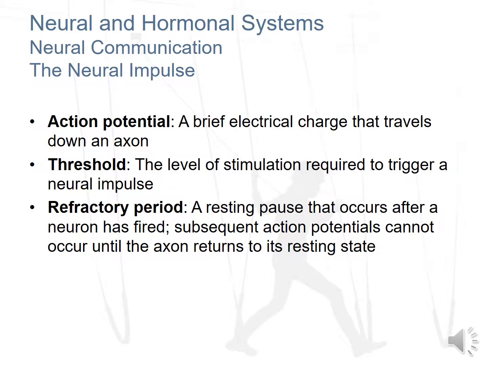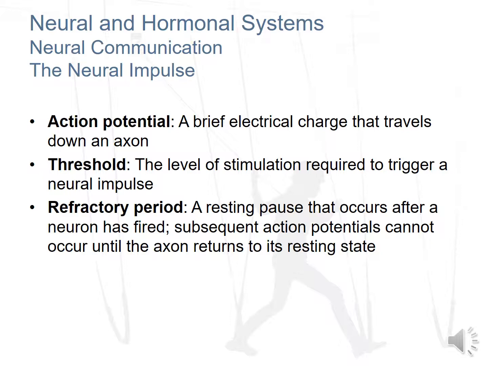The action potential is a brief electrical charge that travels down the length of the axon. In order for that to happen, there has to be a certain threshold, the level of stimulation required to trigger a neural impulse. So as I'm narrating this PowerPoint and reviewing the concepts in it, the threshold has been reached as the axons fire over and over again the electrical charge.